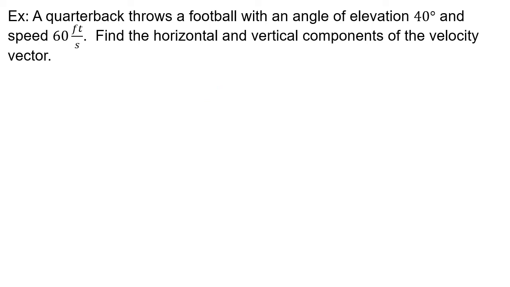A quarterback throws a football at an angle of elevation 40 degrees and a speed of 60 feet per second. What is the horizontal and vertical components of the velocity vector? I do the exact same thing. The first one is my magnitude, and here my magnitude would be my speed, 60 feet per second, times cosine of my angle, 40 degrees. And then the other component would be based with sine, 60 sine 40 degrees. And again, you just have to put these in the calculator and see what they come out to be.